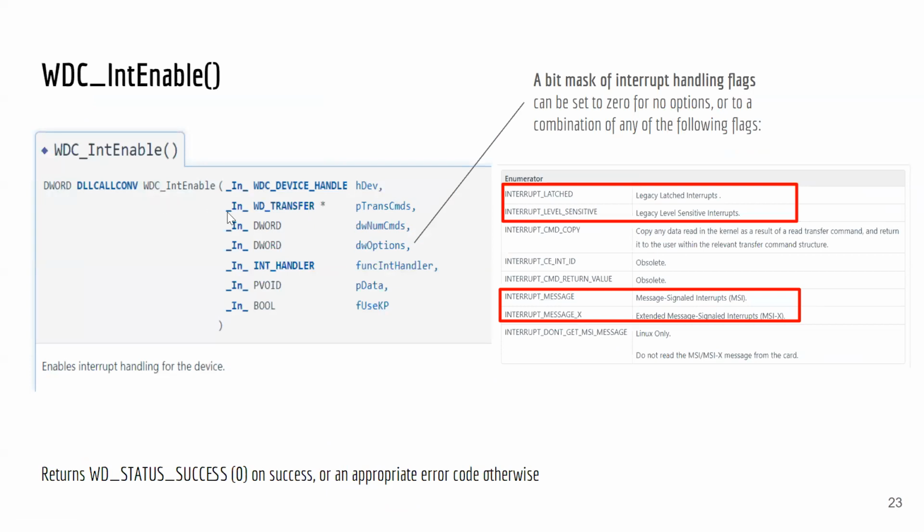So going back to our function, WDC_IntEnable, the dwOptions is a bit mask of interrupt handling flags. You set the bit mask to 0 for no options, or a combination of the following flags: legacy latch interrupt, level sensitive, MSI, and MSI-X. So these are flags, a bit mask that represents flags in this parameter of WDC_IntEnable.